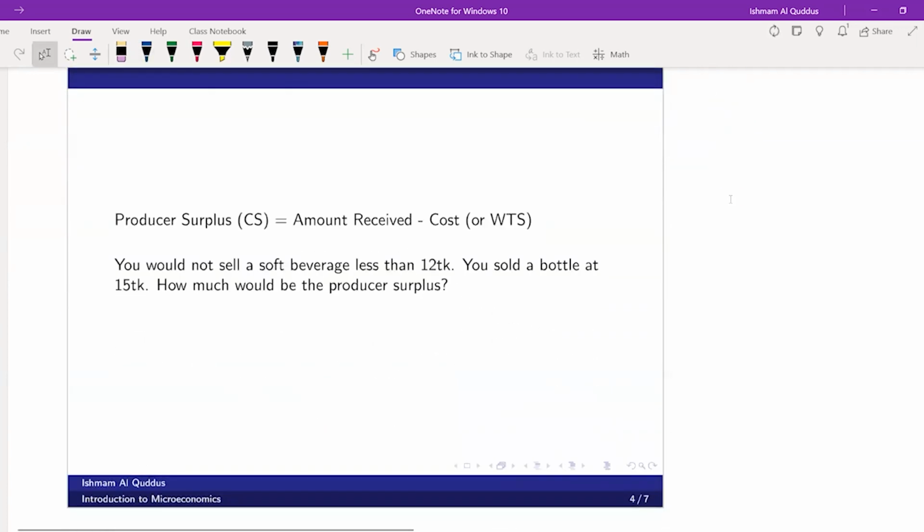Now, how do we calculate producer surplus? It's very similar to consumer surplus. So producer surplus equals the amount received minus willingness to sell. So cost and willingness to sell are the same thing here.